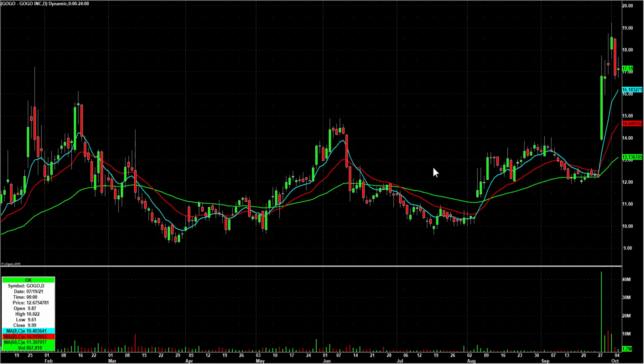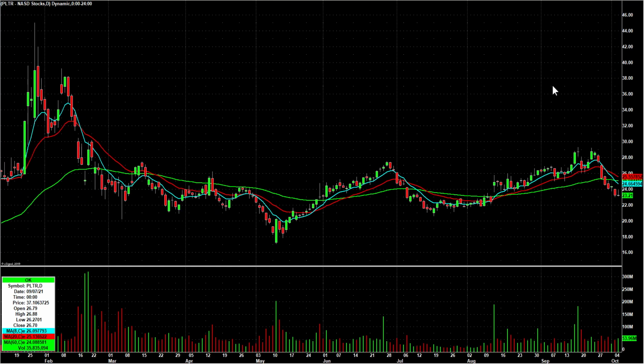Couple more. GoGo, really strong stock, pulled back, looking for a potential long setup. And lastly, PLTR is gapping in after hours to 26.22 as I'm talking right now. So potential gapper there tomorrow. That's it. Not a very big list. Hopefully we'll find some gappers in the morning.